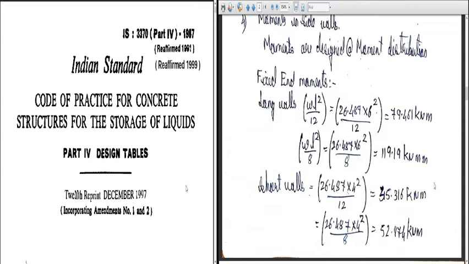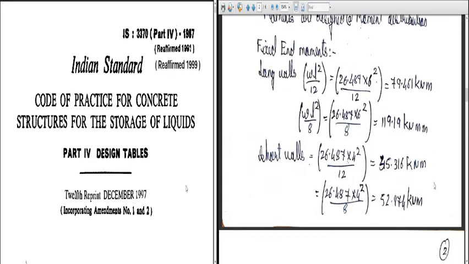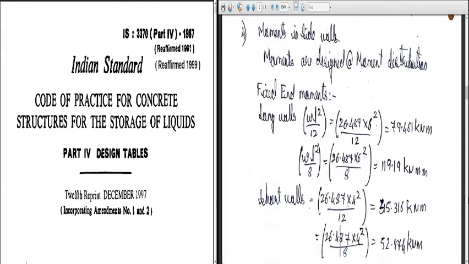Now this WL square by 12 and WL square by 8 depends on the end of the wall, and you have already learnt in analysis of determinate structures, analysis of indeterminate structures, or structure analysis 1 and structure analysis 2. Similarly, for short wall, instead of 6 meter, we have substituted here 4 meter. So it is working out to be 35.316 and 52.974 kilonewton meter. Now let us see the next part.